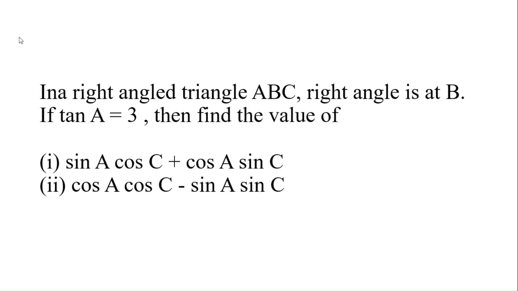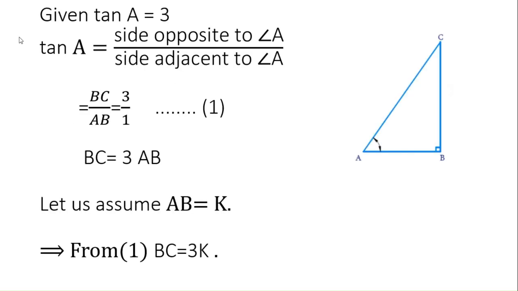In a right angled triangle ABC, right angle is at B. If tan A is equal to 3, then find the value of sin A cos C plus cos A sin C and cos A cos C minus sin A sin C. Okay. So what is given here?